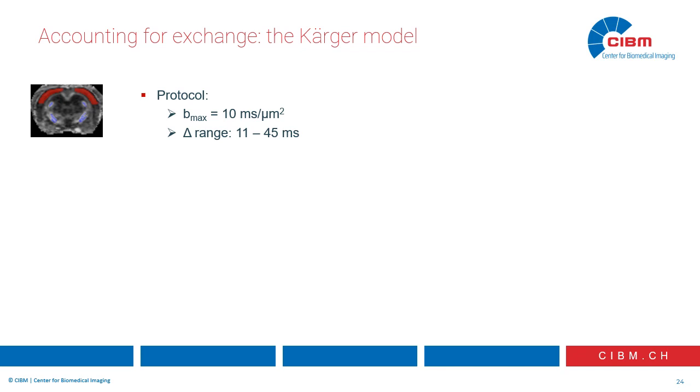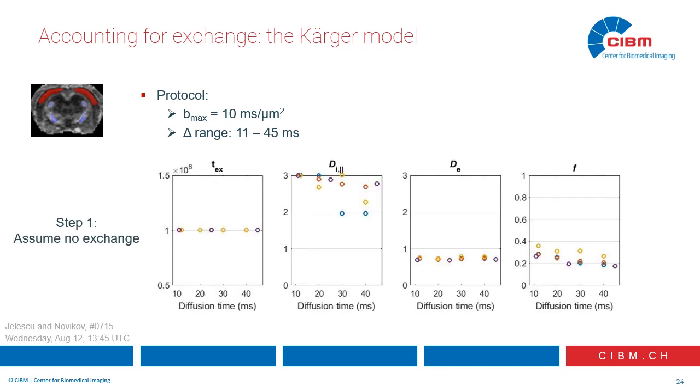We're looking here at rat gray matter, and more specifically rat cortex, using a protocol with b values up to 10. And because we're looking at exchange, which is a dynamic process, we also vary the diffusion time from 11 to 45 milliseconds. The first step here was to assume no exchange, so set an arbitrarily high value for the exchange time and see what happens.